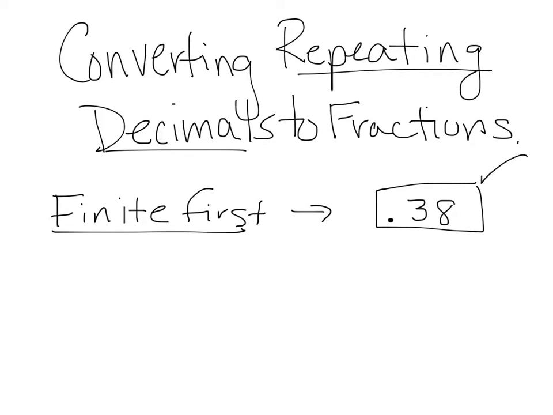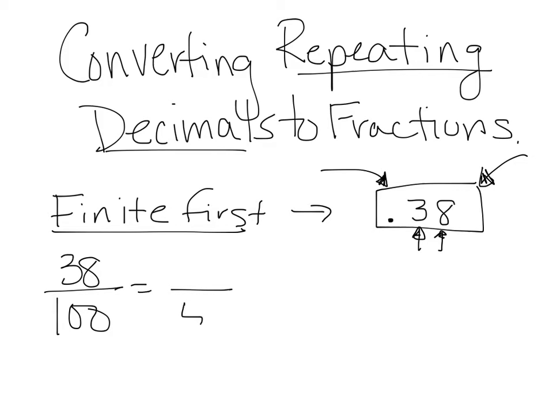How are we supposed to technically pronounce this? This is the 10th spot. This is the 100th spot. So isn't that technically 38 hundredths, which we could then write as a fraction, 38 over 100? We could reduce that. That divided by 2 is 50. I believe that divided by 2 is 19. And we've got ourselves a fraction, 19/50ths.